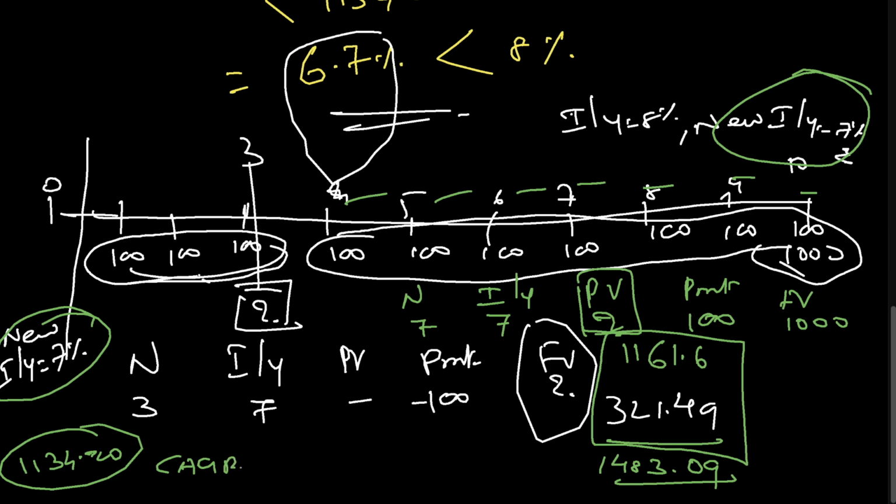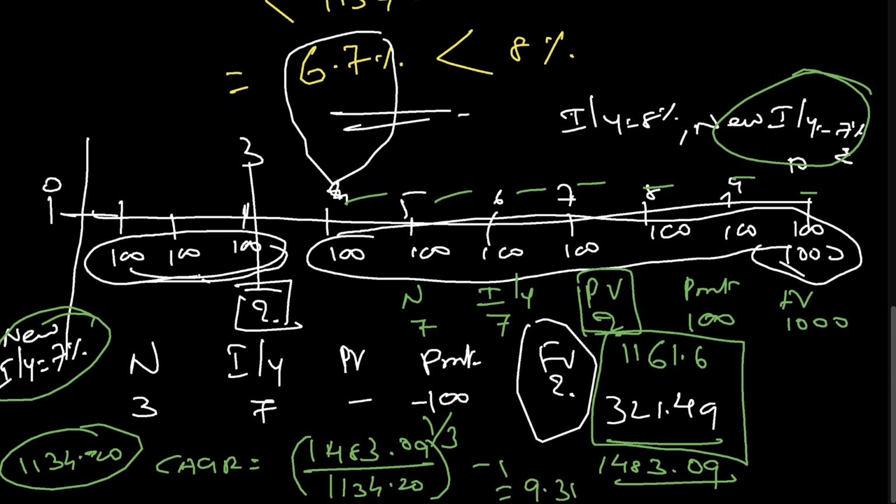So CAGR is equal to 1483.09 divided by 1134.20. Now this is for 3 years only, so to the power 1 by 3, minus 1. So let's calculate this one. 1483.09 divided by 1134.20, to the power 0.33333, minus 1. So I get 9.35 percent, which is far ahead of 8 percent, way ahead of 8 percent.